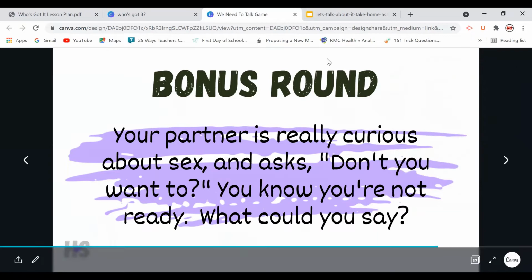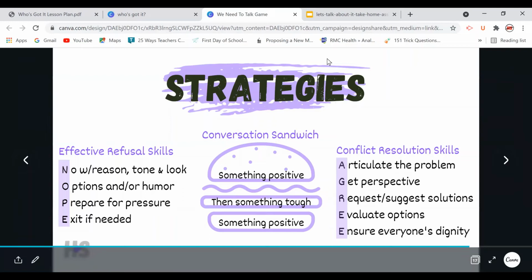Well, clearly there's no single right answer to this question. So you want to take their responses and highlight what they've done well and relate them to strategies that we know work. So you might relate it to refusal skills, being able to say no with a reason, making sure that your body language and tone matches that, maybe providing alternative options or using humor to diffuse the situation. I think it's important to let students know that this is a situation that will likely happen to everyone, regardless of age. Just like we get hungry at different times, it's not uncommon in a couple for one partner to be ready for sex before another.